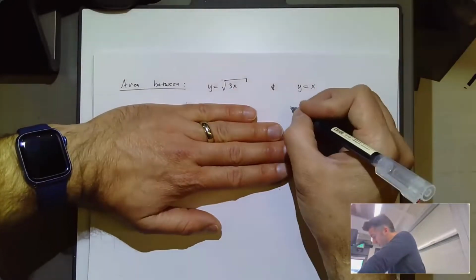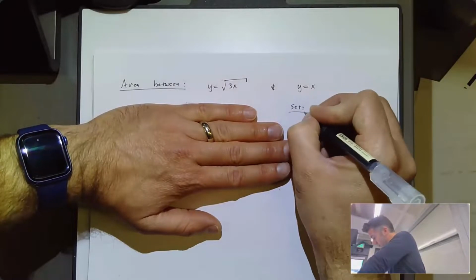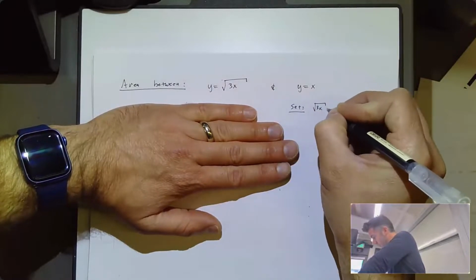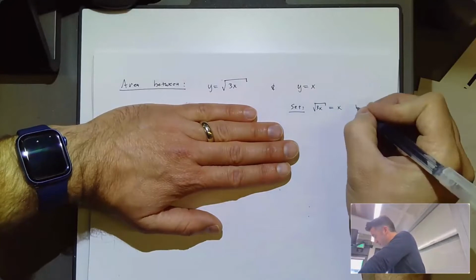So I'm going to set the square root of 3x equal to x to find the points of intersection.